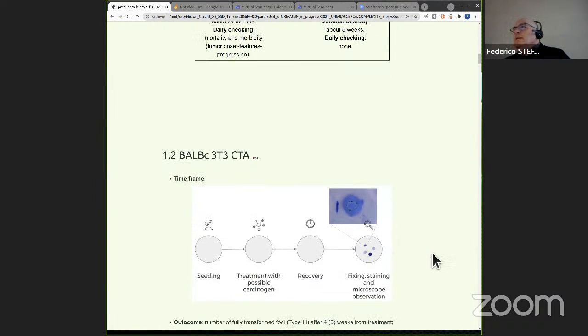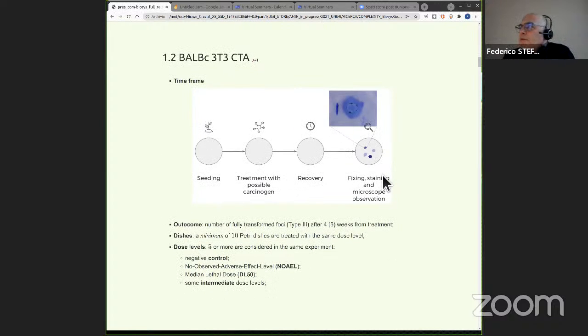Here is the timetable of a typical cell transformation assay. The experiment starts with seeding petri dishes using immortalized cells, and for 48 hours, treatment takes place with the candidate carcinogen, and then the recovery step starts, and finally, after about 5 weeks, fixing, staining, and microscope observation close the experiment. In particular, you see magnified one focus, which is made by clonal cells growing piled up in a thicker layer with irregular boundaries. This is how we recognize that this clone of cells is a type 3 focus. The outcome is the number of fully transformed foci, also called type 3 foci, at the end of the experiment.